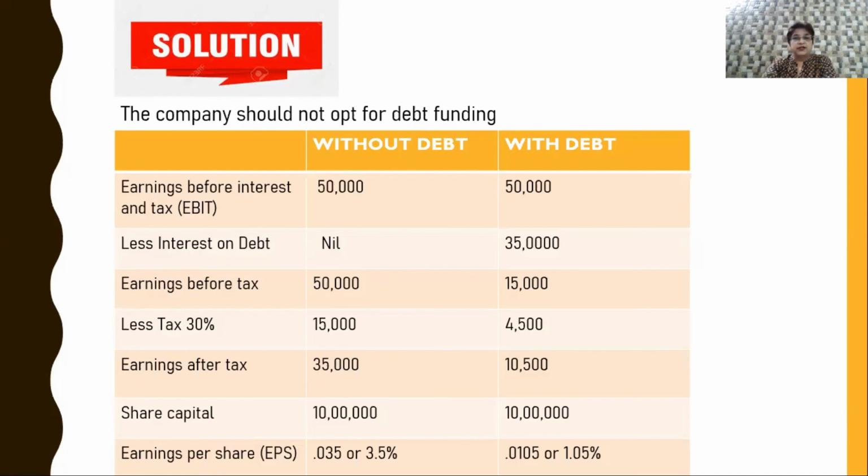Now look at the share capital, that was 10 lakh in both the cases. So in the first case, the equity shareholders got 3.5%. In the second case, they got only 1.05%. So definitely, if the company did not raise debt, then the equity shareholders earned more. So therefore, we strongly suggest that the company should not go in for debt financing.